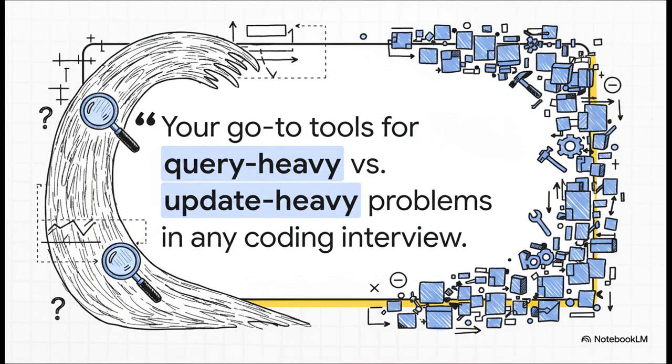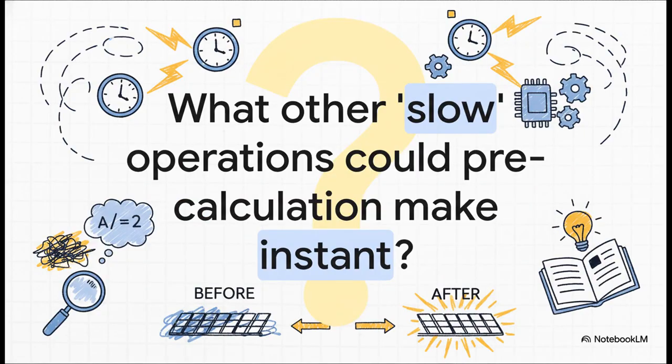So remember, next time you're in an interview and you see an array problem, just take a breath and ask yourself that one key question. Is this all about queries or is it all about updates? The answer will point you straight to the most elegant, most efficient solution. And that really wraps it up. The big idea connecting both of these techniques is the power of pre-calculation, doing a little work up front to save a massive amount of work later. And it should get you thinking, what other slow, repetitive tasks could you make practically instant with a little bit of clever pre-calculation?